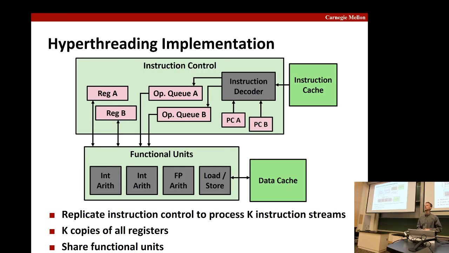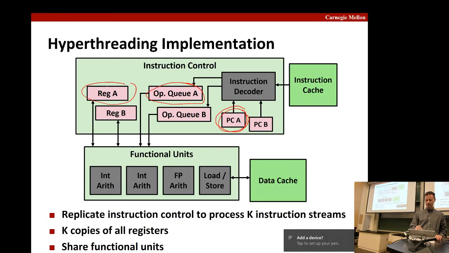So hyperthreading is a particular form of parallelism. Typically on, say, an Intel processor, you have just 2-way hyperthreading, which is what's shown here. And here, what you have is basically 2 copies of this instruction control mechanism. So for A, you have its PC, program counter, you have its operation queue, and its register set. And similarly for B.